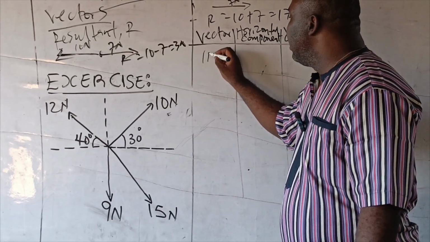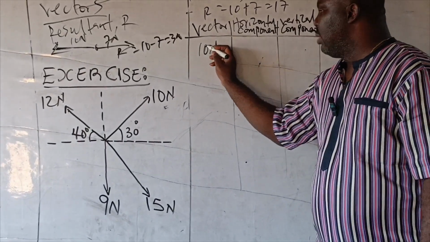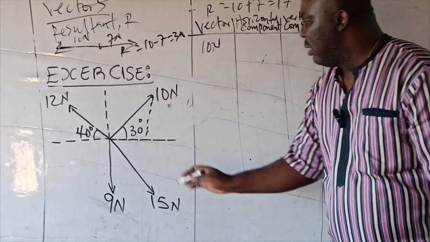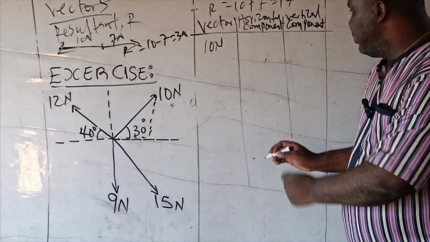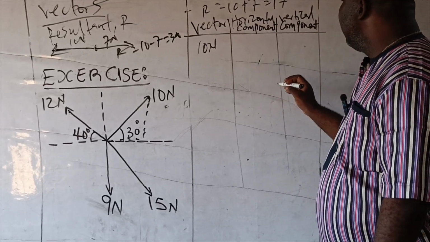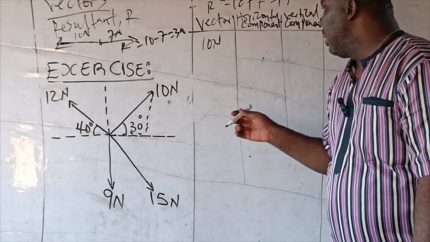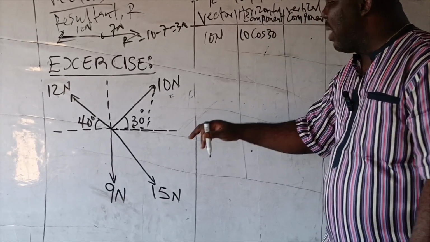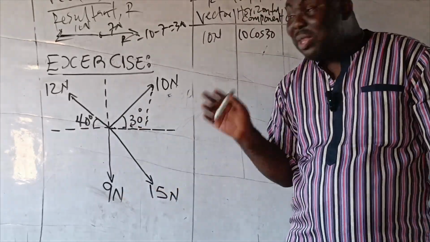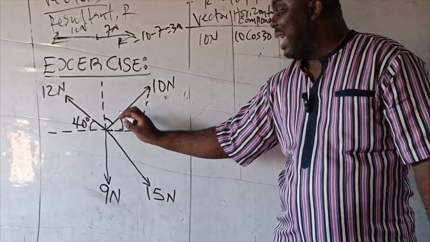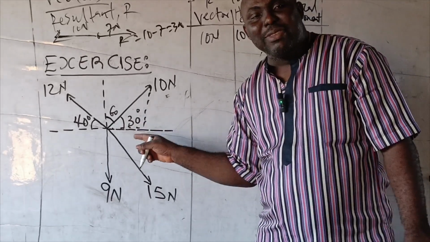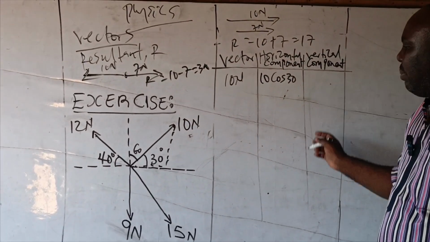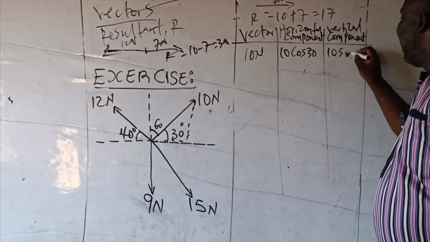So we have 10 Newton. Let us resolve 10 Newton into horizontal component and vertical component. This is the vertical component of 10 Newton. This is the horizontal component. So for the horizontal component, we are using cos theta. The horizontal component will give us 10 cos 30, and the angle we are using is the angle which the vector makes to the horizontal, not the one it makes to the vertical. The one it makes to the vertical here is 60, but the one we are choosing is the one the vector makes to the horizontal. So 10 cos 30, and the vertical component will give us 10 sin 30.